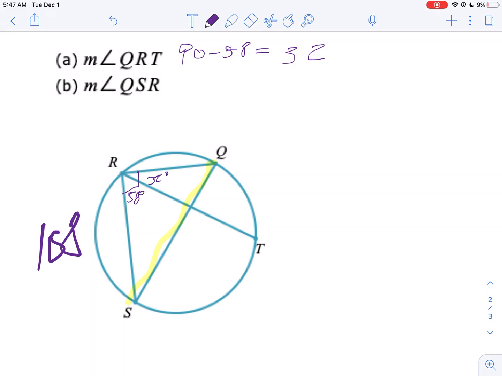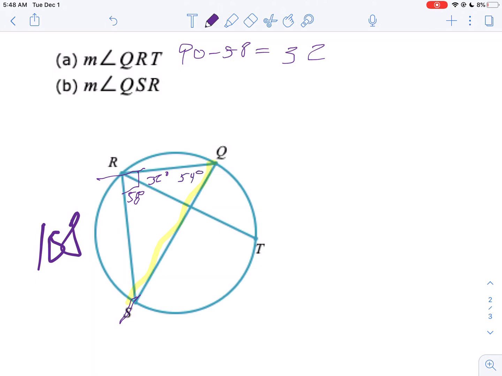And we want to find the measure of angle Q to S to R would be the other one. Well, we can do this in a couple different ways, but I think I'm going to find angle Q first because I know angle Q subtends arc RS, which is 108 degrees. Well, half of 108, because angle Q is an inscribed angle, it's half the arc, so that would be 54 degrees.